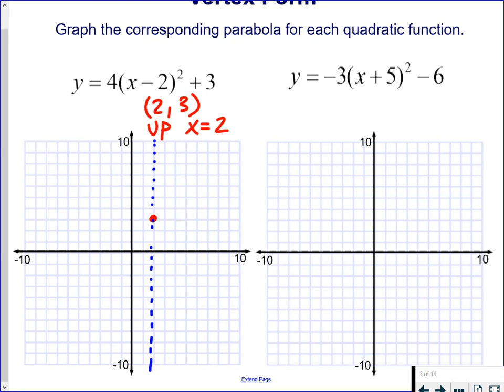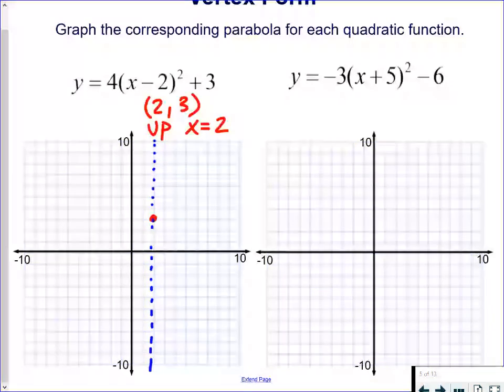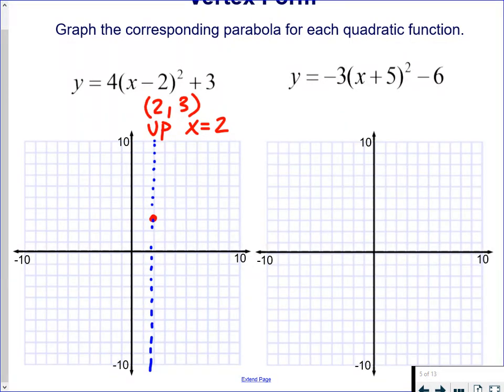In reality, you can pick anything you want to. But if you plug in something like 10, 10 minus 2 gets you 8. 8 squared is 64. Then times 4. I don't think you want to graph that all the way up there. That's why I look at the axis of symmetry, to the left or to the right, and pick one of those to plug into my equation.